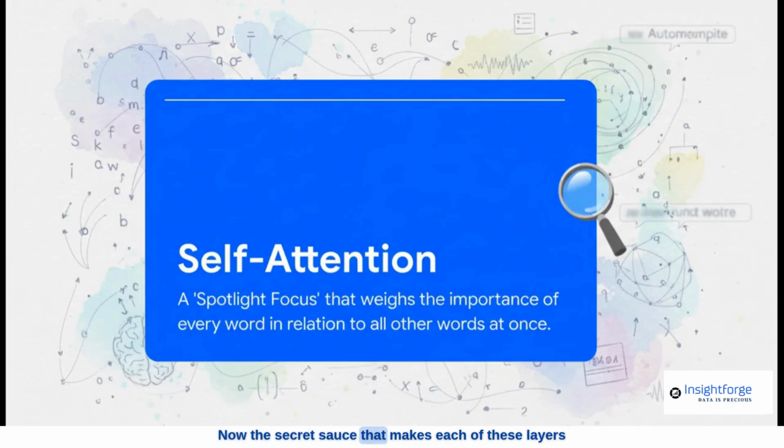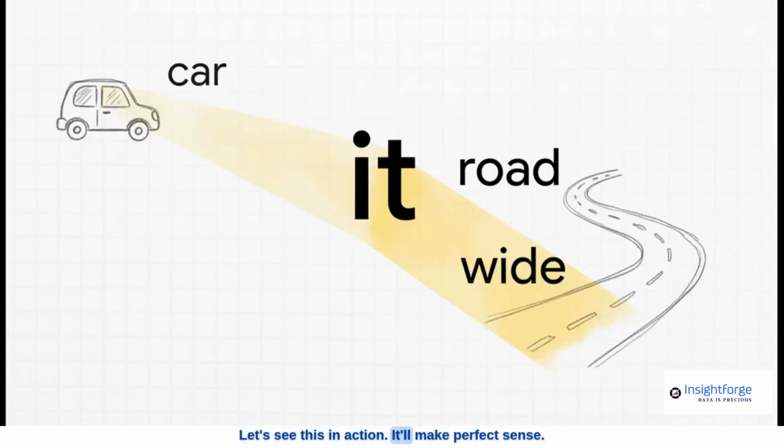Now, the secret sauce that makes each of these layers work is a mechanism called self-attention. Imagine it's like a powerful spotlight. For every single word in your prompt, that spotlight scans the entire text and shines a light on all the other words that are relevant to it, weighing how important each one is. And it does this for every word all at the same time. It's wild. Let's see this in action. It'll make perfect sense. Take the sentence: "The car couldn't cross the road because it was too wide." Now, what does "it" refer to?